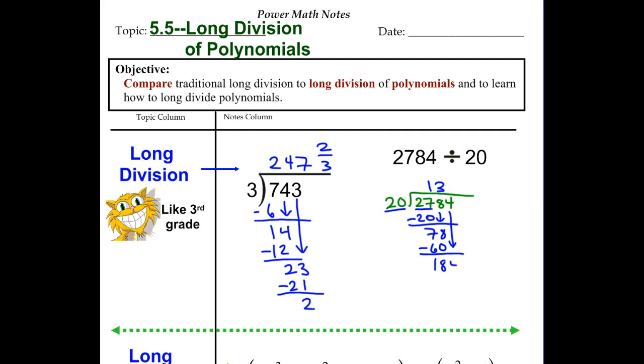Bring down our 4. How many go in there? We're left with 9. Subtract 80. We have 4 left. Oh, we have a remainder of 4/20ths, but we can simplify that down. So 4/20ths would actually become 1/5. There's our remainder.